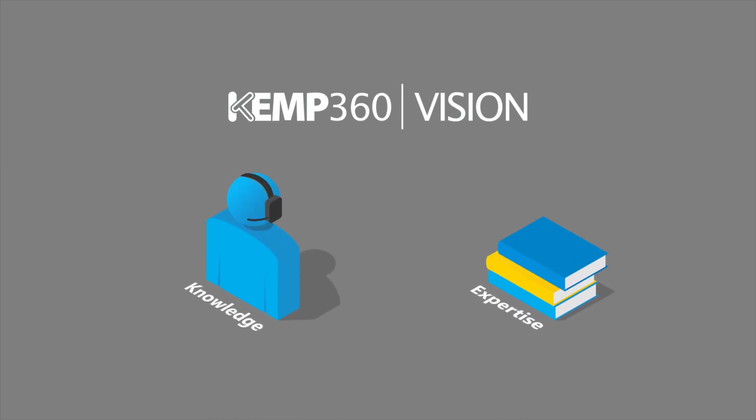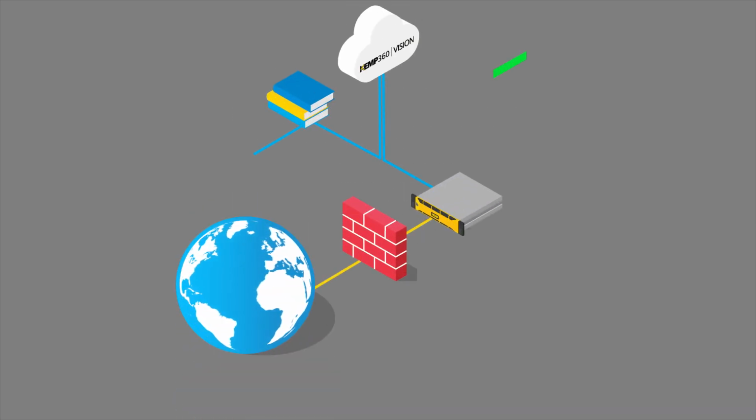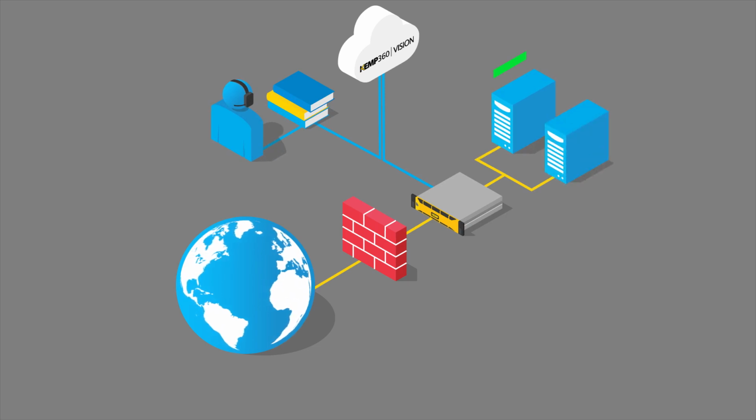Kemp 360 Vision not only monitors the customer environment, but also applies the knowledge and expertise gained by Kemp over many years to deliver actionable insight on issues detected. Consider the same scenario with Kemp 360 Vision in place. The firewall change will once again result in unbalanced traffic.